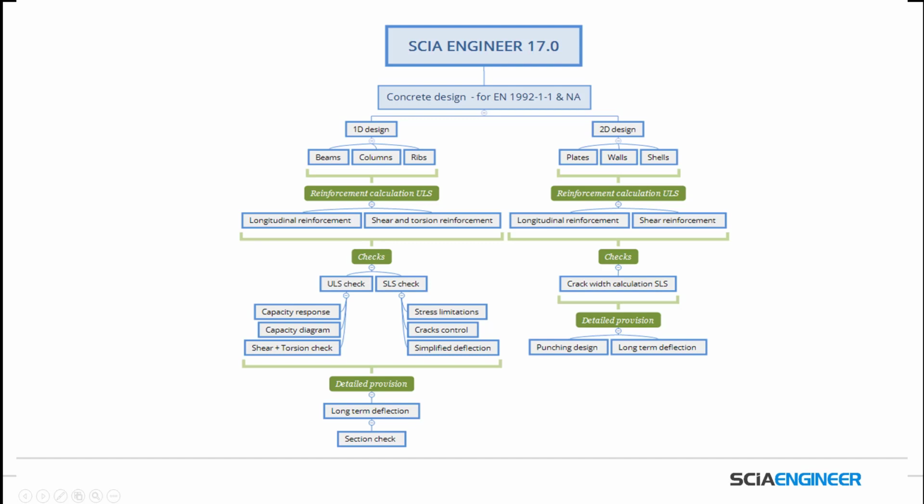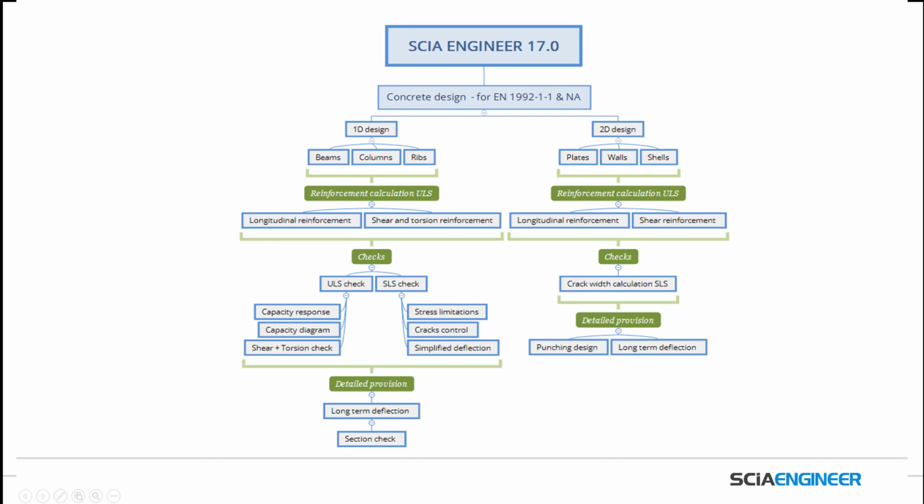And here maybe someone will ask, can I do some SLS calculation? In fact, you cannot calculate the reinforcement for SLS, but you can check your reinforcement for SLS. I will explain that in this part. For the checking point of view, as I mentioned, we have some checks for the ultimate limit state, which is the capacity response. It means checking the stresses and the strain in the concrete and the reinforcement. Capacity diagram, we use the interaction method diagram for the calculation of the reinforcement. So we are checking the capacity of the cross section according to the internal forces.